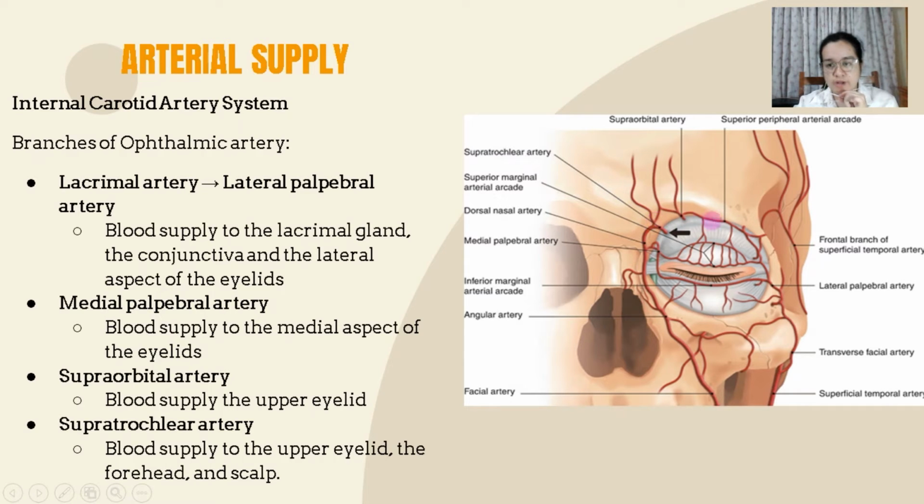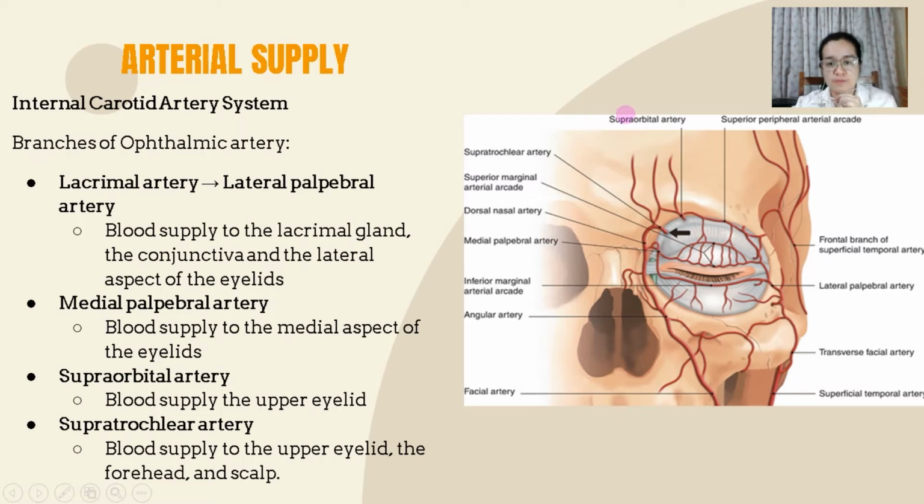So the lacrimal artery terminates as the lateral palpebral artery, and it supplies the lacrimal gland, the conjunctiva, and the lateral aspect of the eyelids. Meanwhile, the medial palpebral artery supplies the medial aspect of the eyelids.